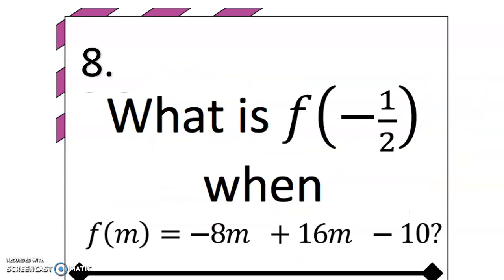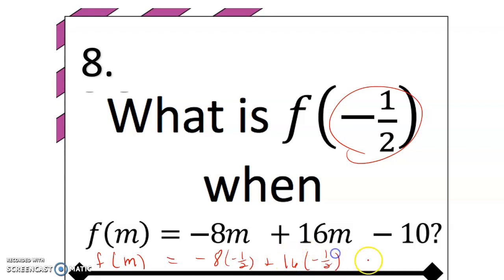What is f of -1/2 when f of m equals -8m plus 16m minus 10? So I'm going to rewrite my equation down here at the bottom. -8, as soon as I see m, -1/2 plus 16 times -1/2 minus 10. Alright, so I'm going to work it all out up here.